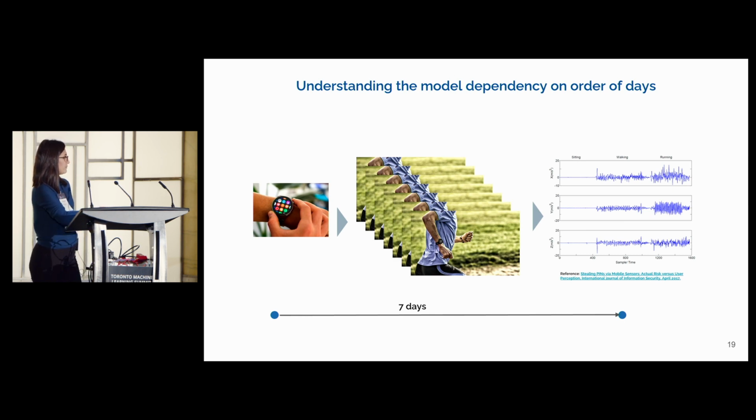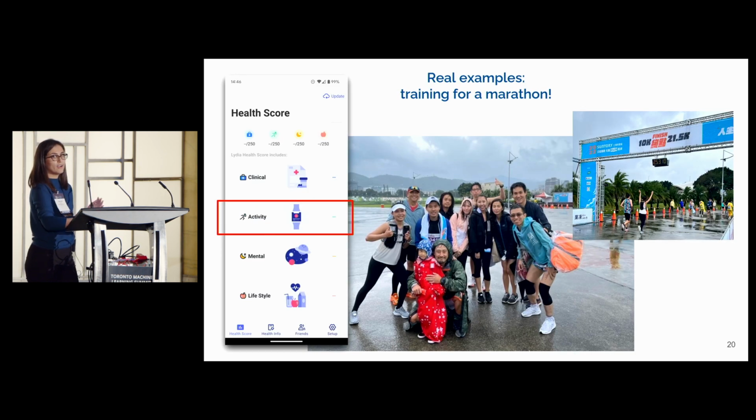So I'm going to talk about why this was a problem for us. And I'm going to do this through an example. So these sensitivity experiments were around the same time that some of our colleagues wanted to train for a marathon. So they were training for a marathon, and at the same time, they were syncing their smartwatches with our mobile application shown here at the left side.